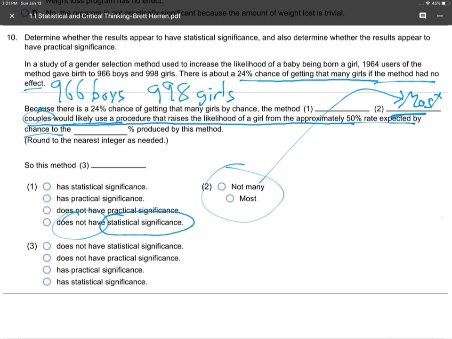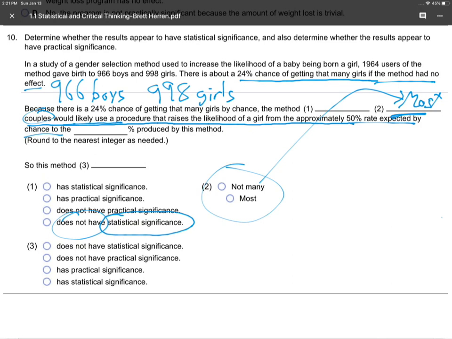Now, what is the percentage chance? This method produced 998 girls, 966 boys. What percentage girls came out? Could we figure that out? No, 24% was the chance. It was just luck that happened. You gotta divide 966 into 998.